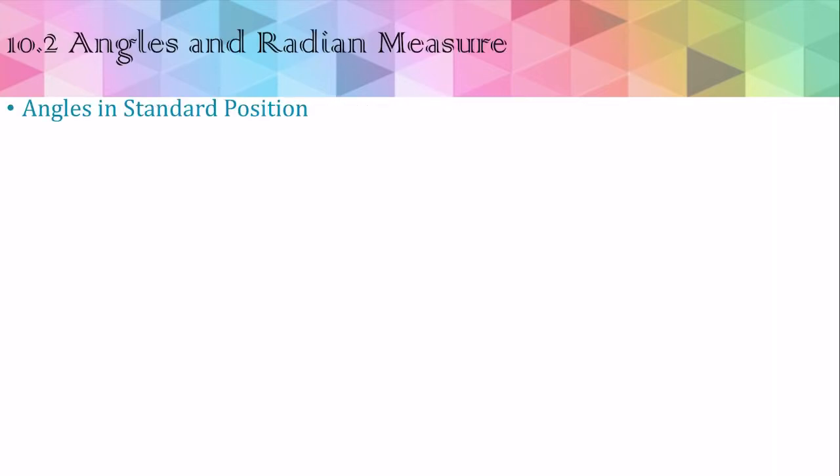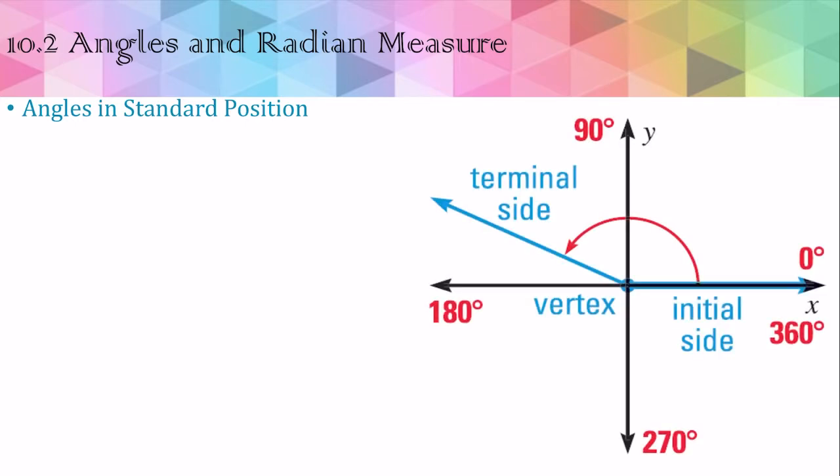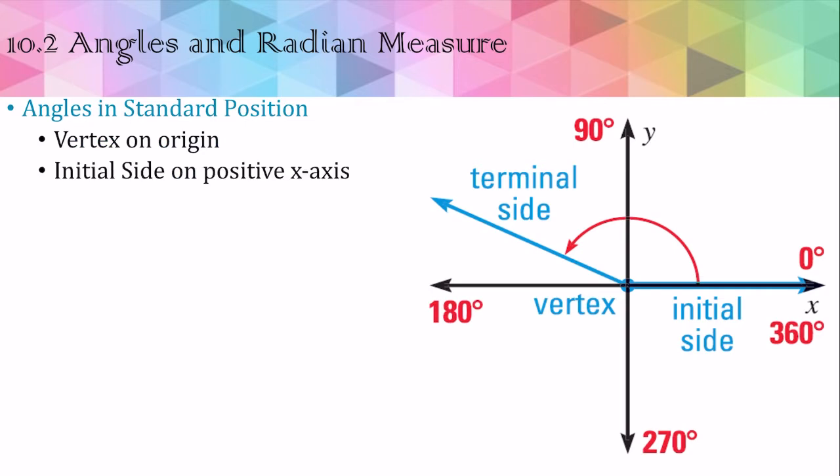Angles in standard position. So we're not talking about triangles now, we're just talking about angles. If you put an angle on a graph, you put its vertex on the origin. The initial side is on the positive x-axis, and it's measured counterclockwise. And then the terminal side is wherever. The red arced arrow is the angle.